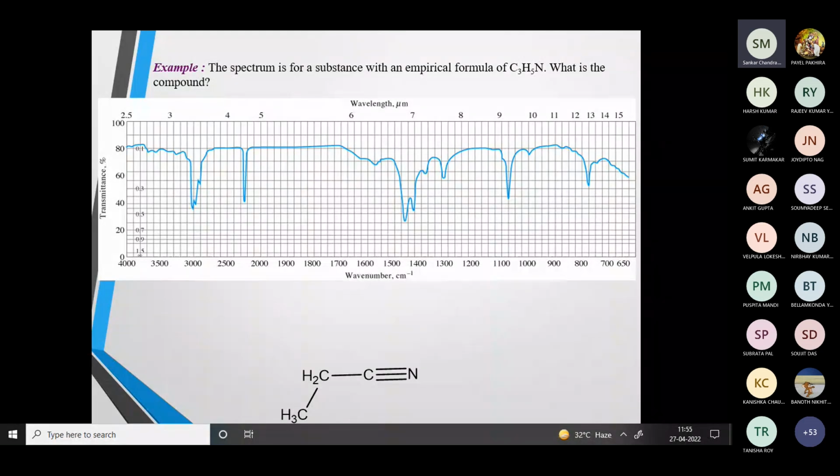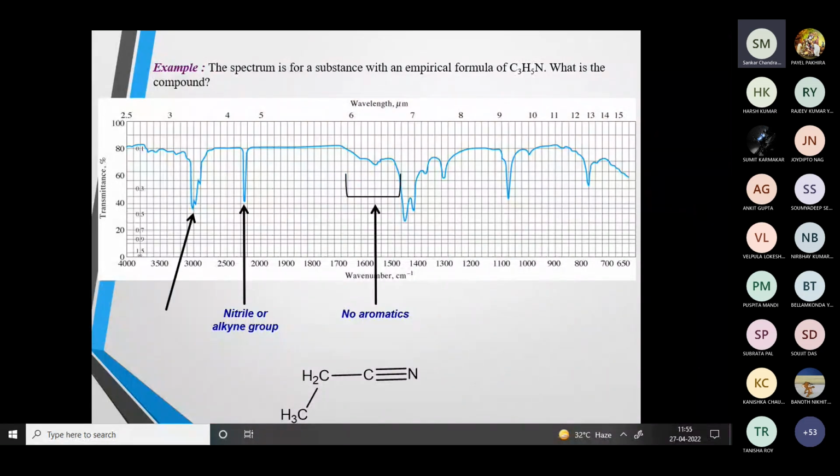And next one, this is the nitrile, alkyne, alkynyl group. This is the non-aromatic. This is the aliphatic hydrogen, carbon hydrogen. This is the one or more alkane group. Okay, so these are the different spectra that are observed if you take such types of compounds. So this is the end of the chapter.